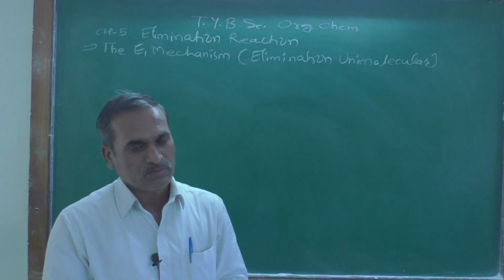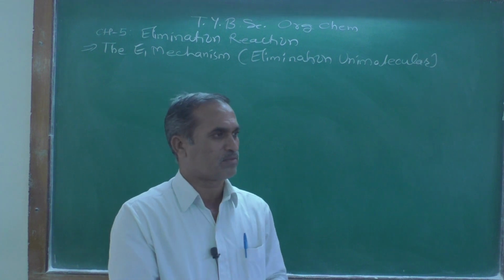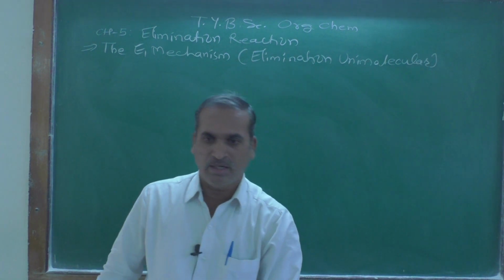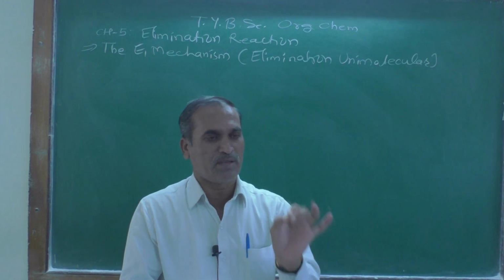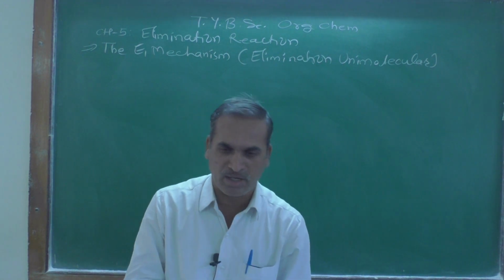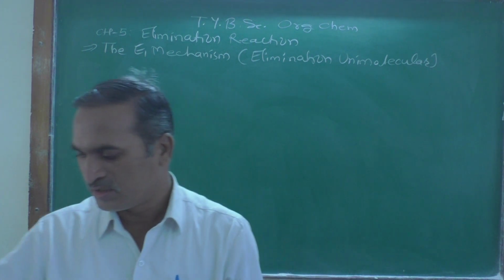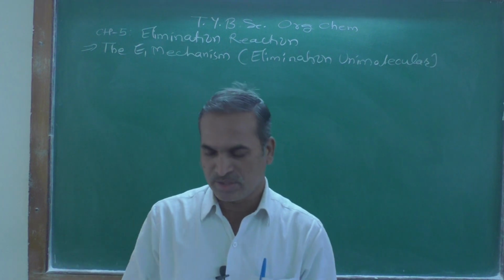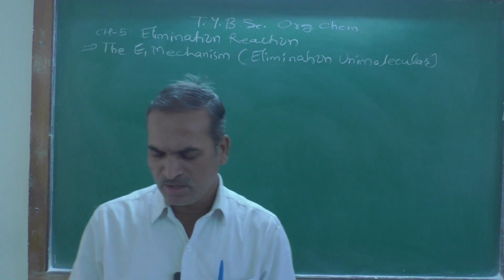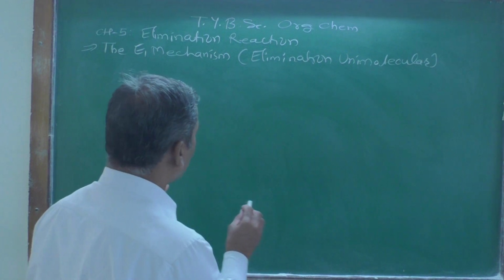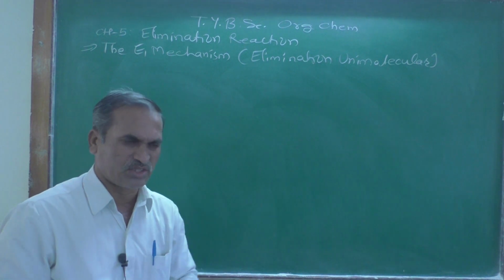And now, what is the E1 mechanism? Just define that one, it is already given in the bracket. E1 means elimination, 1 stands for unimolecular. And why is it unimolecular? Let us consider one general reaction, how the E1 elimination reaction takes place. Consider the following elimination reaction. Here we are going to take a general example.